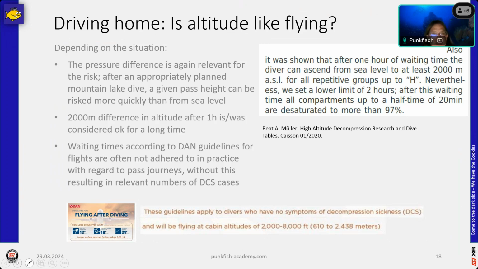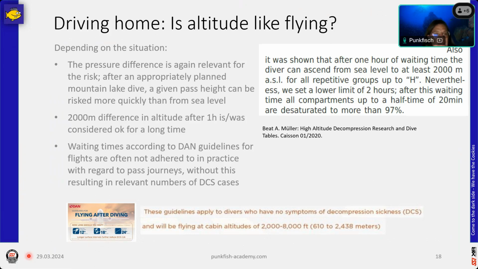So we have desaturated already enough that we can start our ascent up. But at some point, some recommendations came out about flying after diving. And flying is not the same as driving up, but here it states that flying at cabin altitudes of 2,000 to 8,000 feet, which is about 600 to 2,400 meters, is what should be considered flying, and what should be considered with a longer surface interval after diving.